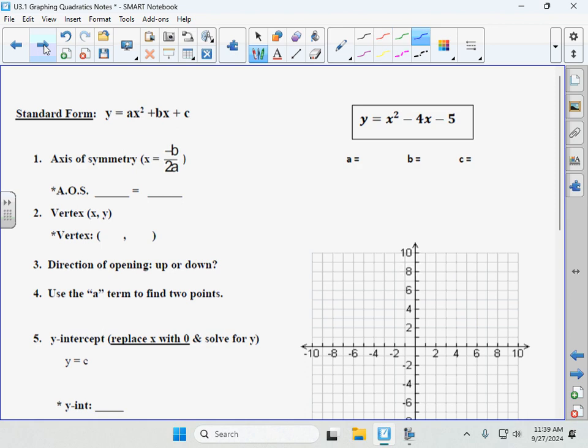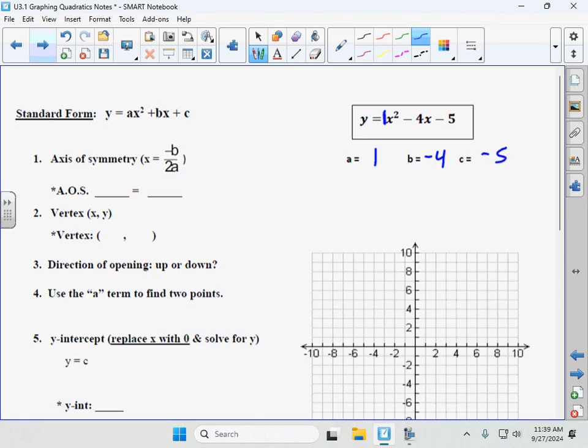So a is the number in front of the x squared, and in this case it would be positive 1. Again, there's a 1 in front. B is the number in front of just the x, so it would be negative 4. And then c is the constant term at the end, and that would be negative 5.